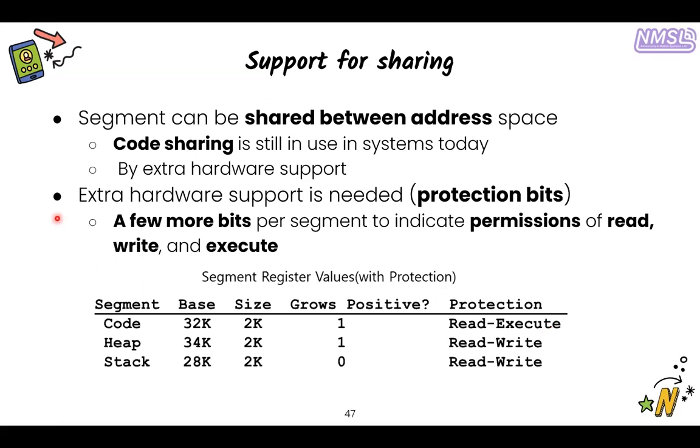Now, systems people are always about efficiency. So how can we be even more efficient? We have these different segments, so now we're not tied into one big chunk where it's inefficient. So we did achieve better efficiency, but can we do better? One idea is, how about we actually share? A segment can be shared between address spaces. Interestingly, this code sharing is still in use by modern systems. And you also need extra hardware support for that.